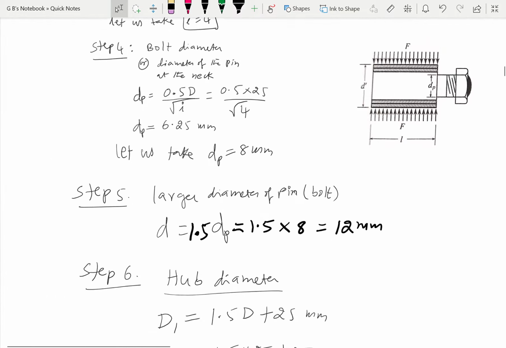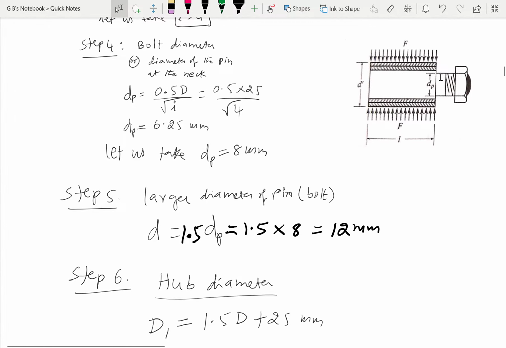Next, larger diameter of the pin. This one is assumed as 1.5 times dp. So we get 1.5 into 8 as 12 mm. This d is 12 mm.